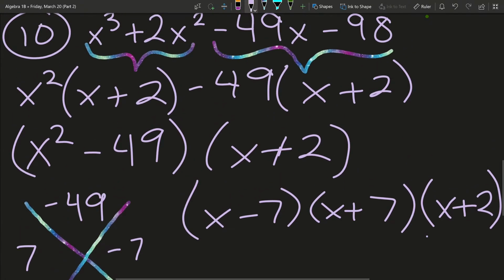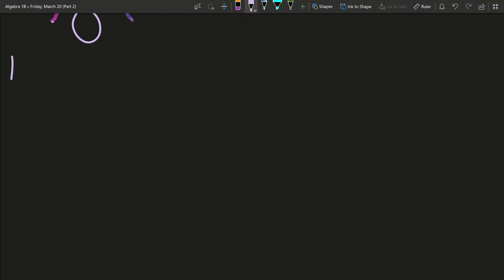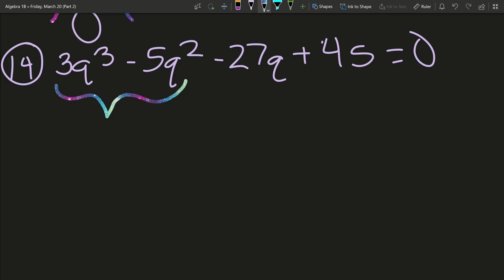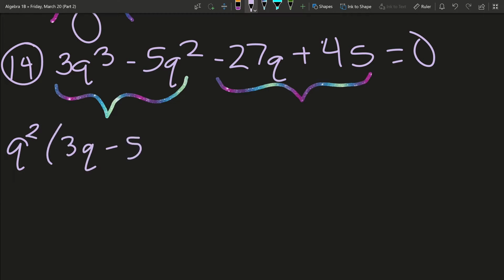Let's move on to 14 now. 3q to the power of 3 minus 5q to the power of 2 minus 27q plus 45 is equal to 0. And you guessed it, we're going to be doing grouping once again. So let's figure out what the GCF is of each piece. What is the greatest common factor we can remove from the first part? It'll just be q squared. So we're left with 3q minus 5.